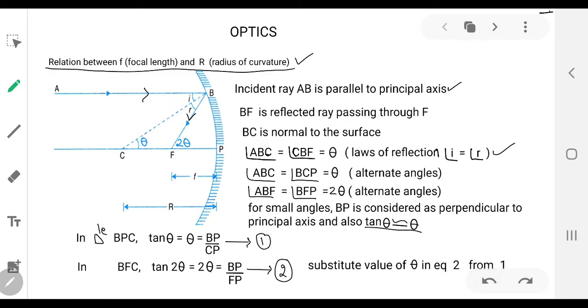Now, this is the first equation. The second one we can take is angle ABC and angle BCP. Look at their position, they are alternate to each other. So again you can take angle ABC is equal to angle BCP. Now I we have taken equal to theta. So according to that, ABC will be equal to BCP, which is again equal to theta.